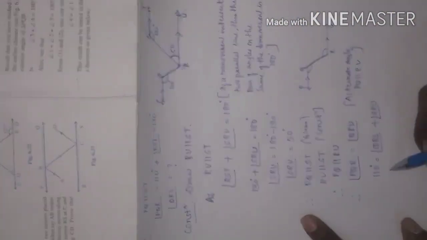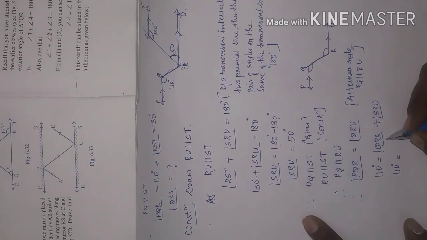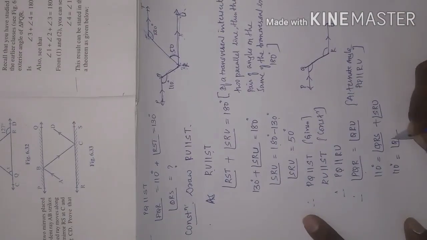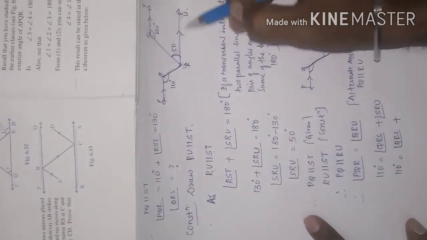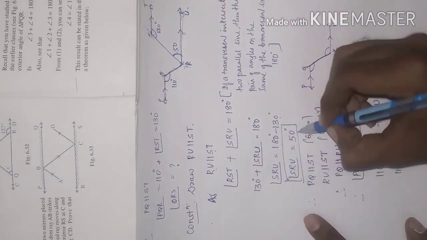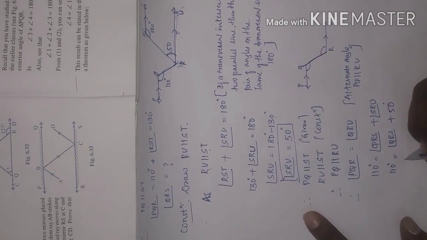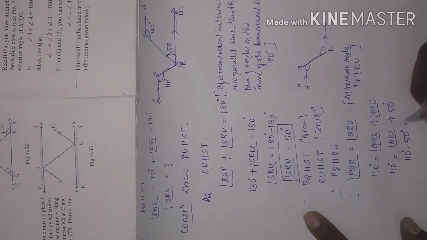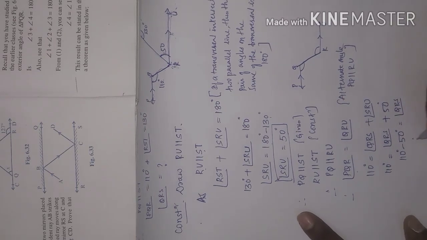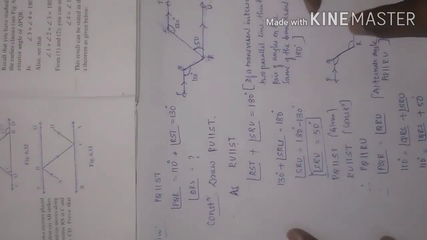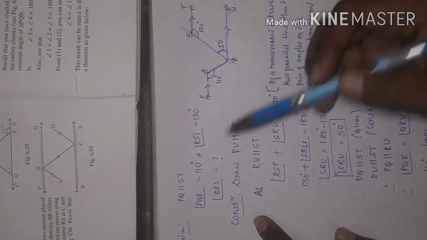Now 110 degrees is equal to QRS. We have to find that only, so we will keep it as it is, plus SRU. How much did we get? 50 degrees. Here it is. Yes or no? So we put the value of SRU as 50 degrees. So 110, shift this 50 degrees to the other side, plus becomes minus. So minus 50 degrees and QRS as it is. Therefore QRS is equal to 60 degrees. Once again I will repeat it, just concentrate here. Good and important question it is.